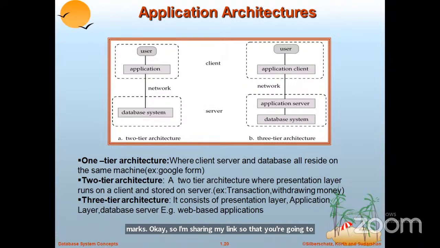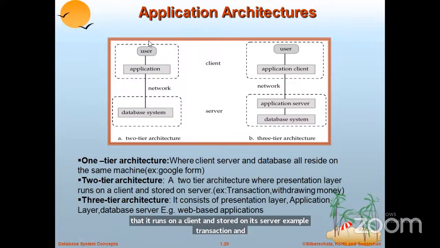So client and server related. So where client and server and database all reside in one machine. So all the information will be at one place, right? Example, Google form. That is one tier architecture. Coming to two tier architecture, where two layers will be there, the presentation layer, so that it runs on a client and is stored on a server. Example, transaction and withdrawing amount.